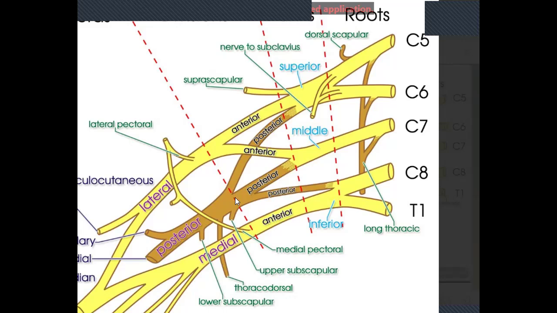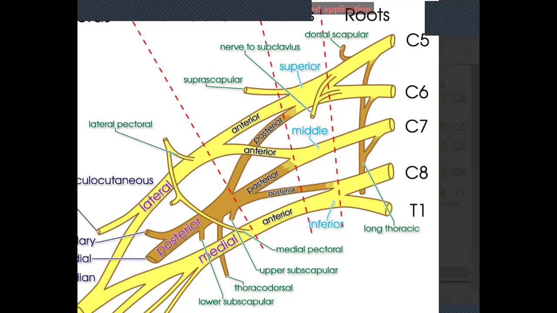whereas the posterior cord gives branches to the upper subscapular, thoracodorsal, lower subscapular, radial, and axillary nerves. So these are the branches of the brachial plexus.